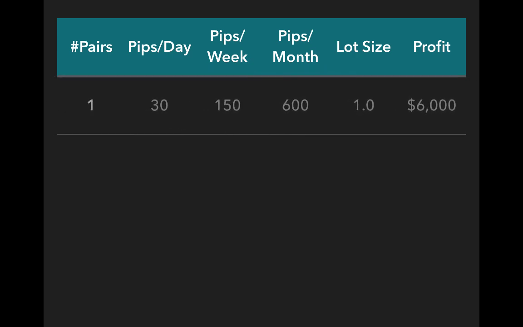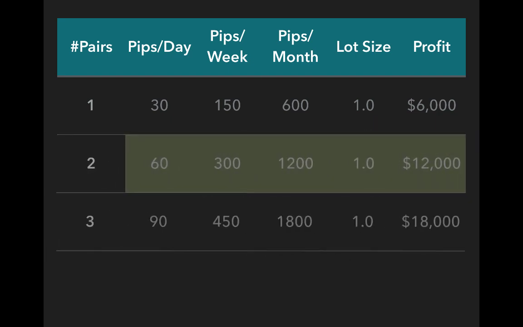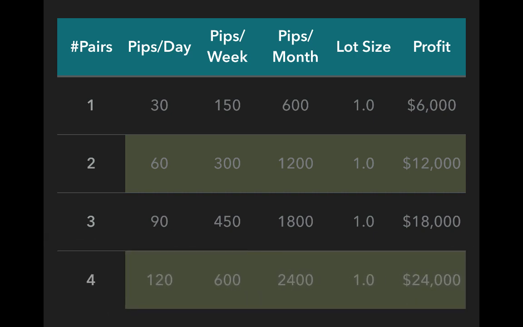Now here's where it gets very interesting. If you can get it up to trading standard lots, 1.0 lot sizes, just looking at one pair, 30 pips a day, you're making $6,000 profit a month. 2 pairs, you're making $12,000. 3 pairs, you're making $18,000. And 4 pairs, you're making $24,000 a month. Now that's just ridiculous income, right?